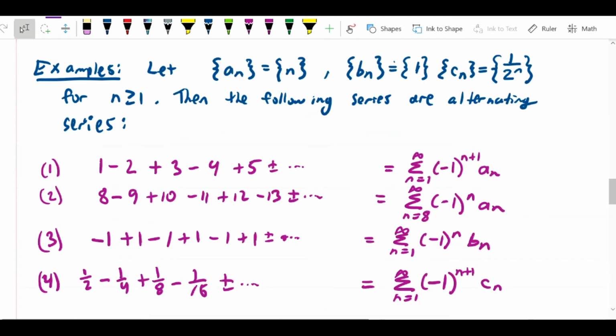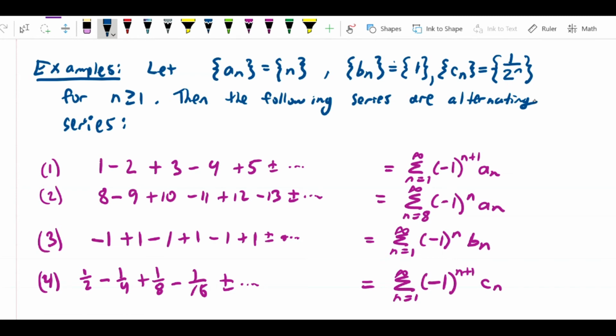I've put up some examples of alternating series. We need to start, of course, with positive sequences. So I've put up three positive sequences. We have here an equals n. That's just the sequence 1, 2, 3, 4, 5, etc. I have bn equals 1. That's the constant sequence 1, 1, 1, 1, 1, going on forever. And then for cn, I've put a geometric sequence 1 over 2 to the n. So that's going to be like 1 half, 1 fourth, 1 eighth, 1 16th, etc.